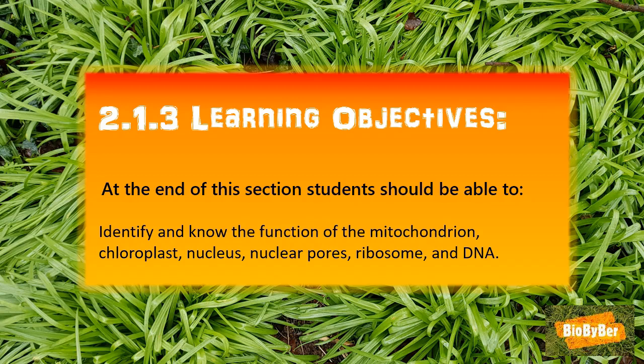What does this actually mean? What are we trying to understand? Well, it's straightforward enough. You have to be able to identify and know the function of the following cell parts. You have to be able to identify and know the function of mitochondria, chloroplasts, the nucleus, nuclear pores, ribosomes, and finally DNA.